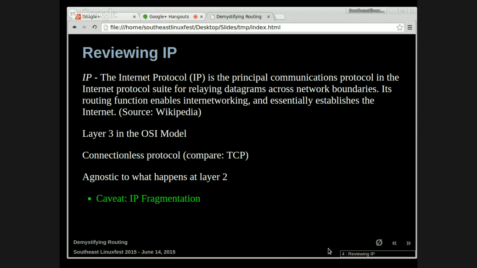So that is the only point at which we really care what happens at layer 2, and that's only because layer 2 gives us a number called an MTU. But I mentioned that just so you can go look it up later.